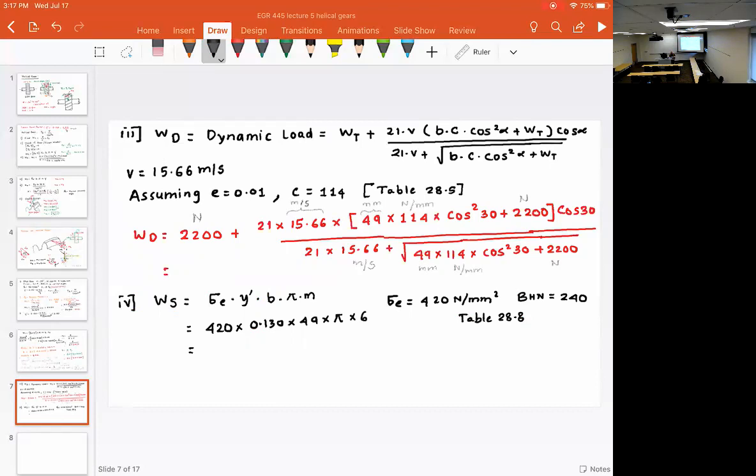So once we know WS, the last part is to find out the value of WW. So for WW, the equation is dP B Q K divided by cosine square alpha. Q is the ratio factor.